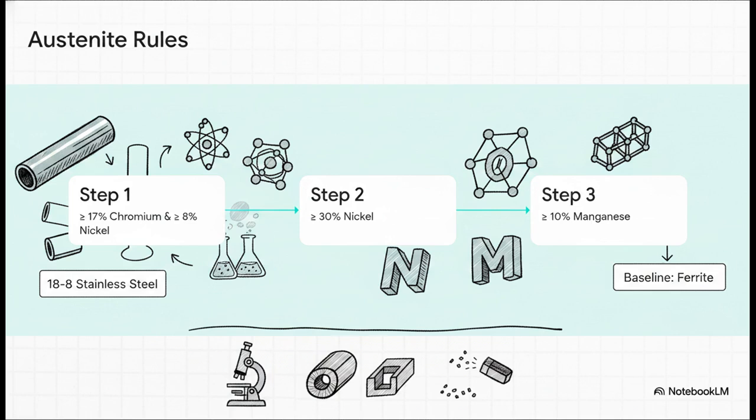Step 1, if a metal has 17% chromium and 8% nickel or more, boom, it's austenite. In fact, that famous 18-8 stainless steel you see literally everywhere falls perfectly into this very first step. Step 2, if it has 30% nickel or more, also austenite. And step 3, if it's packing 10% manganese or more, you guessed it, austenite. If the metal you're looking at doesn't hit at least one of these 3 specific chemical thresholds, you just revert right back to our baseline.